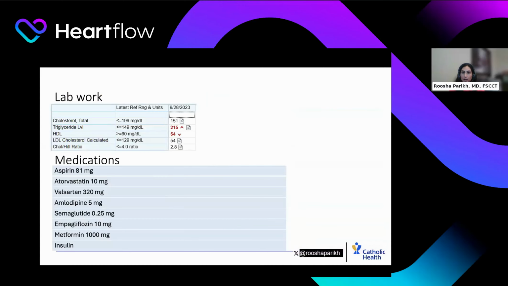So this is his lab work. Total cholesterol 151, triglycerides on the higher side at 215, HDL of 54, LDL also 54, and ratio of 2.8. So his current medications: aspirin 81 milligrams, atorvastatin 10 milligrams, valsartan 320 milligrams, amlodipine 5 milligrams. He is on semaglutide 0.25, empagliflozin 10 milligrams, metformin, and insulin.